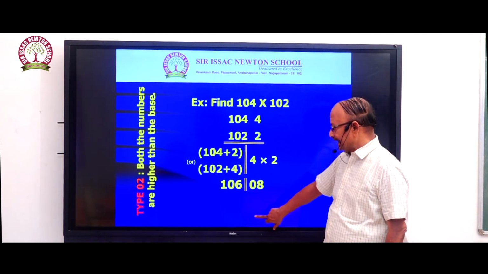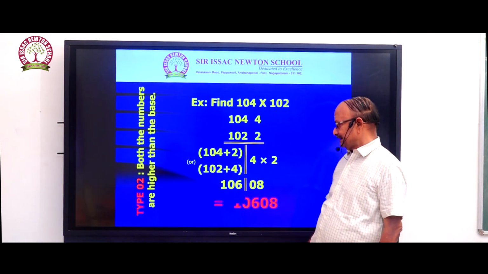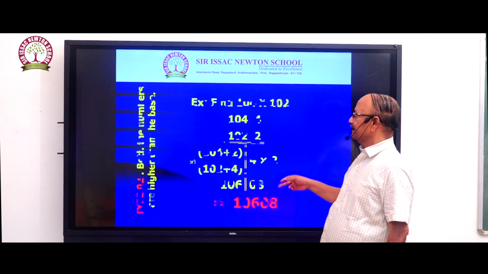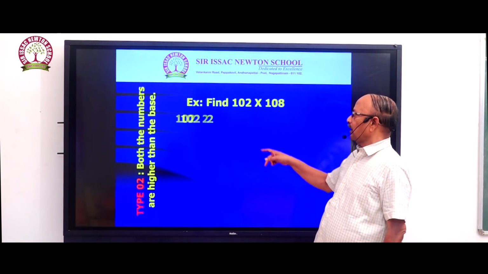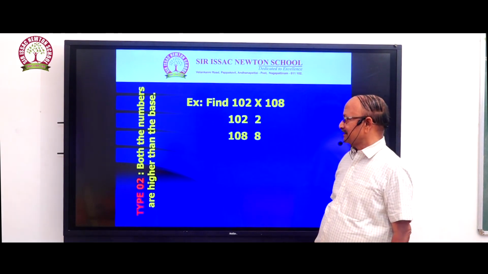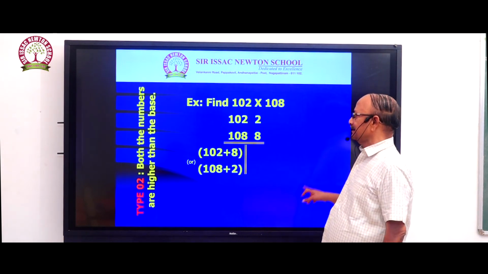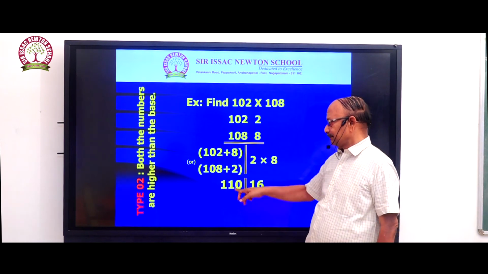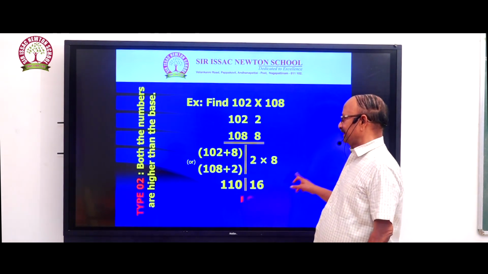So now what the answer will be: 106, 8 is the answer. When the base are more than the given value. So just to see, 102, 108. Here it is plus by 2, here it is plus by 8. Now diagonally we have to add as we did earlier, and here the RHS will be 16. Here the answer is 110. The answer is 110, 16 will be the answer.